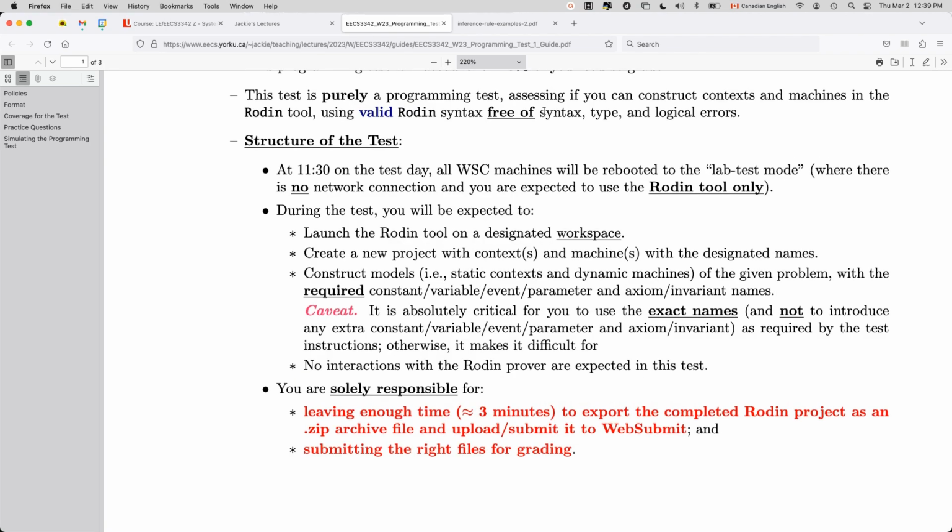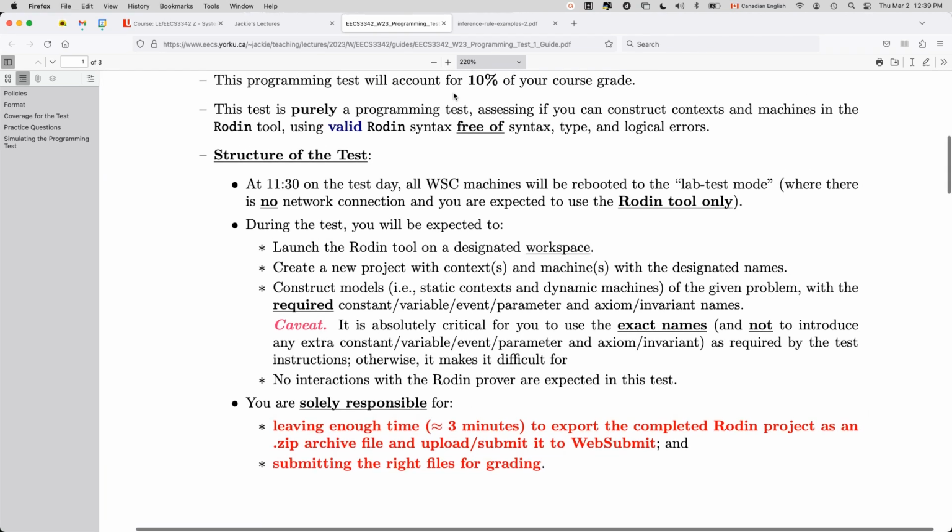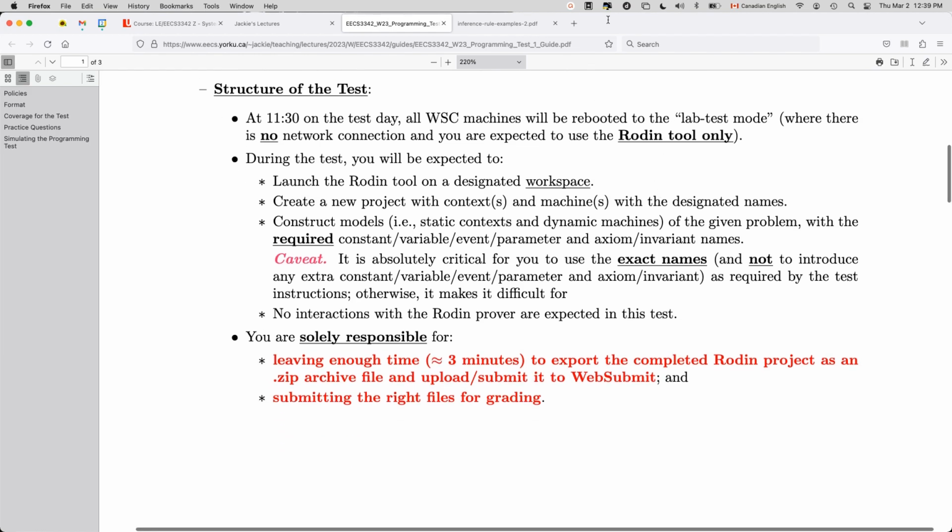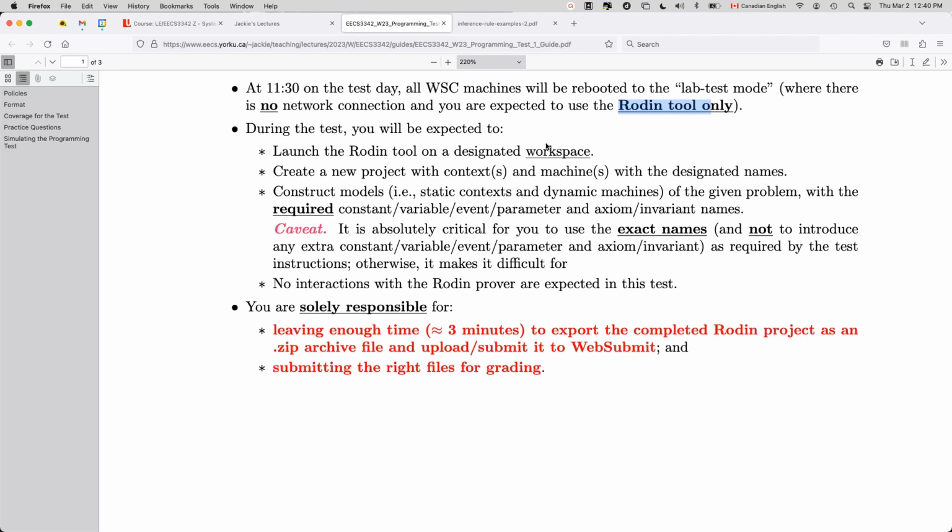This is not multiple choice anymore. It's purely a programming test. We want to know how well you can construct contexts and machines in valid syntax, which means we don't want to see any errors in your submitted project. You'll be given 1 hour, and you're going to use the Rodin tool only. Feel free to bring any sketch paper, that's 100% okay. Do you need a calculator? I don't think so, but bring it anyway if it can help.